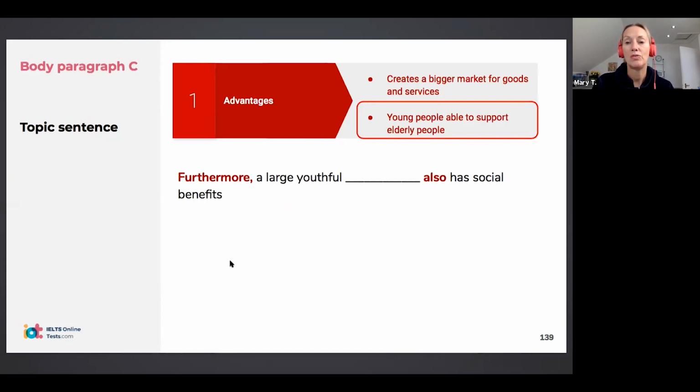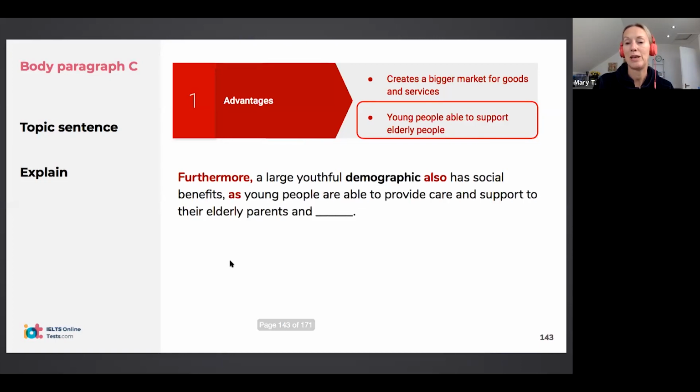A large, youthful. Okay, so you need a noun here, youthful. Could be population, or the word demographic also works. A large youthful demographic also has social benefits. And then an explanation, as young people are able to provide care and support to their elderly parents. And yeah, Sinsu, yeah, that's right. Another advantage is that's fine. Relatives, good, Shruti.